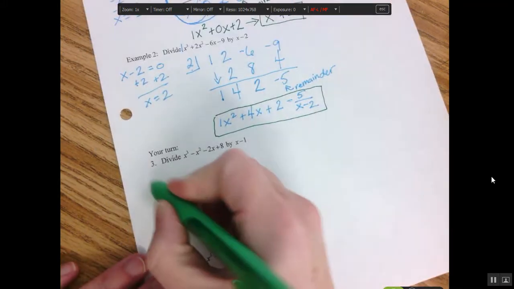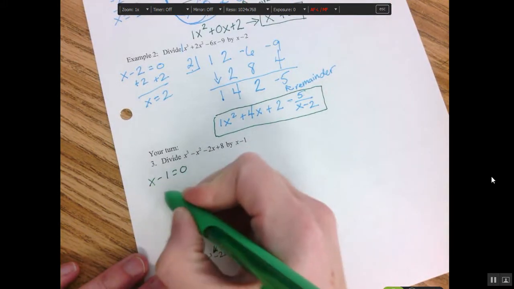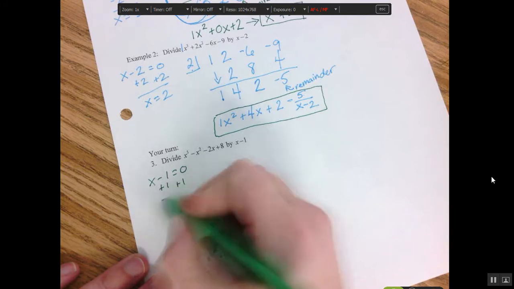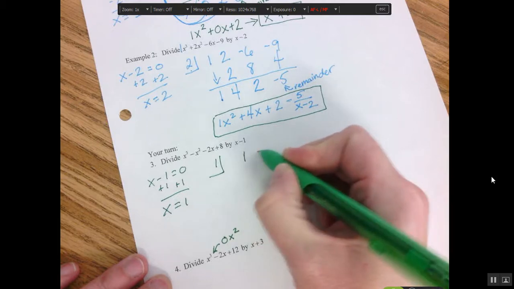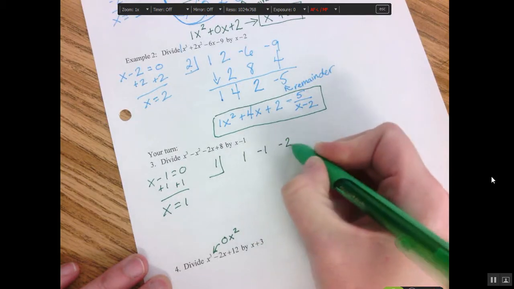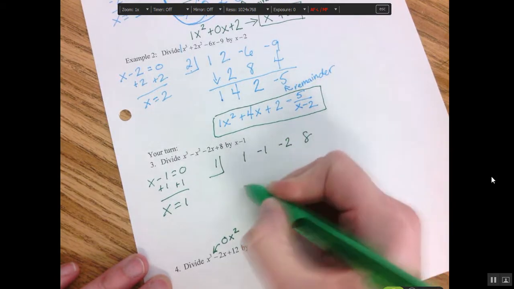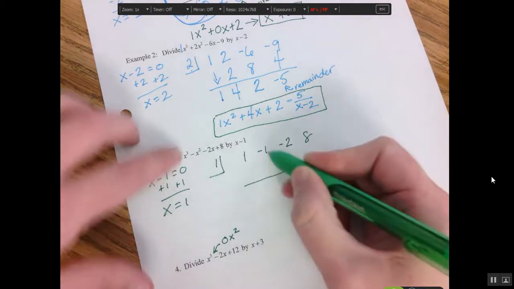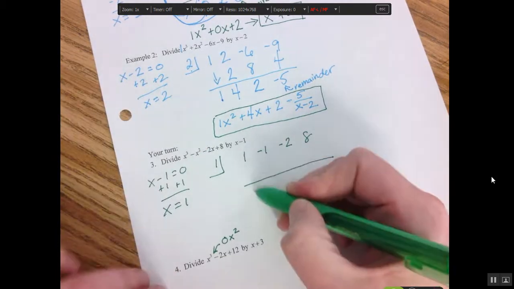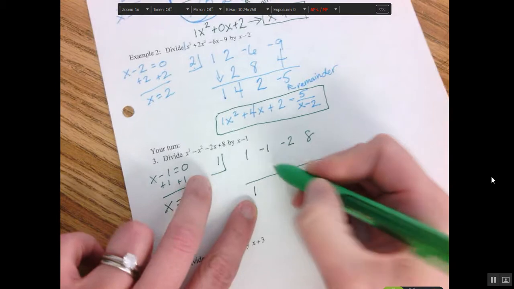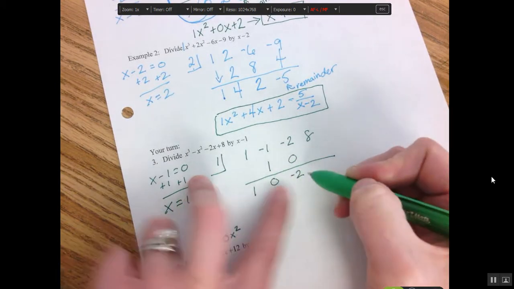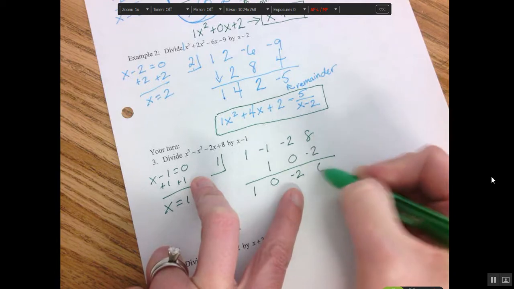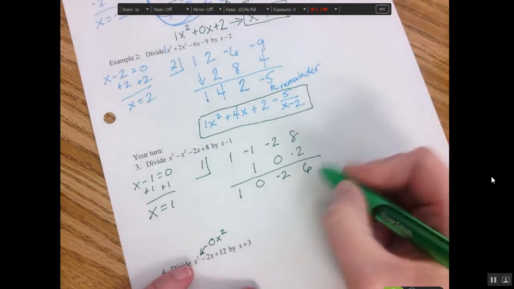Okay, so you did x minus 1 equals 0, and then you added 1, and you got x equals 1, so 1 goes here. Guys, make sure you have the negatives on the negative numbers, okay? That's an easy thing to forget. So 1, -1, -2, 8. Bring this one down. Multiply, add, multiply, add, multiply, add. This is your remainder.